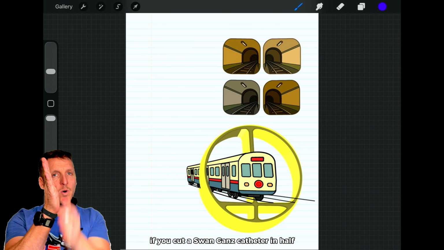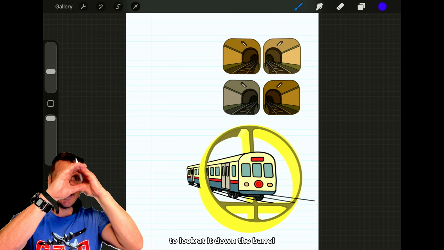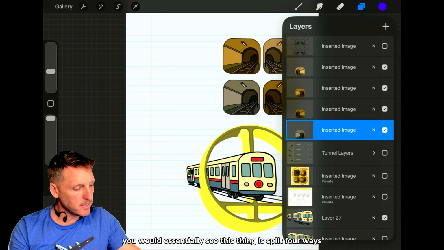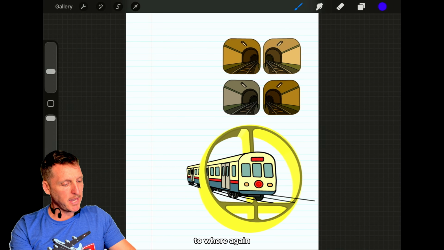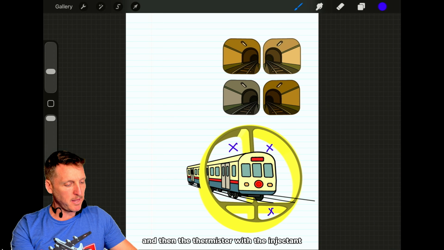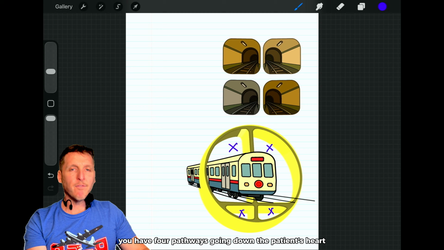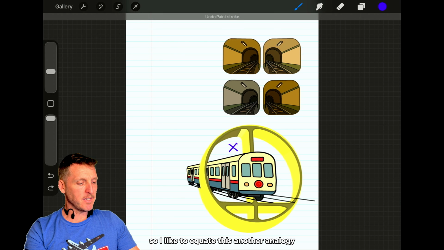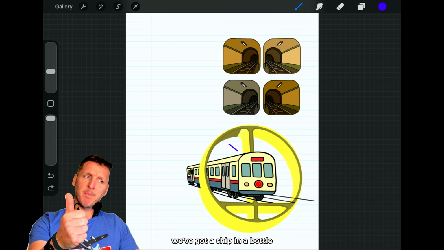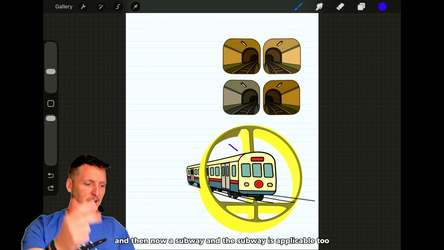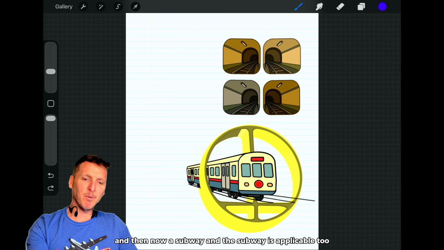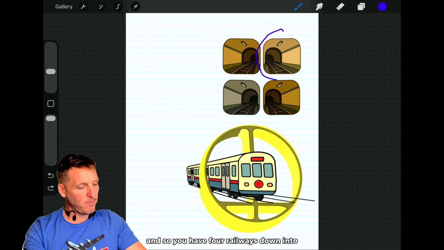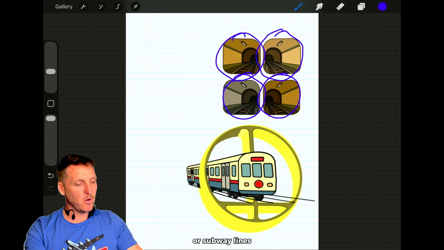If you cut a Swan-Ganz catheter in half to look down the barrel, you would see this thing is split four ways, where again you have multiple lumens and then the thermistor with the injectant. So you have four pathways going down the patient's heart. I like to equate this to another analogy. Wow, we've got a ship in the bottle, USS Swan Spy, and now a subway. A subway is applicable too because it's like going down into the heart. And so you have four railways, or subway lines.